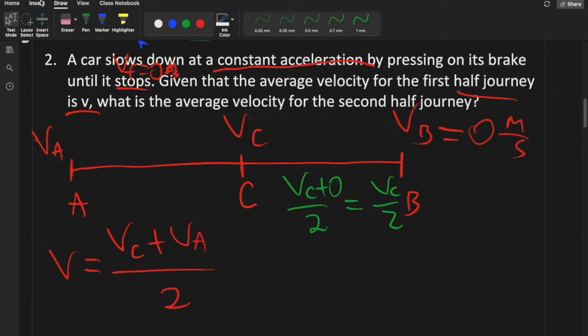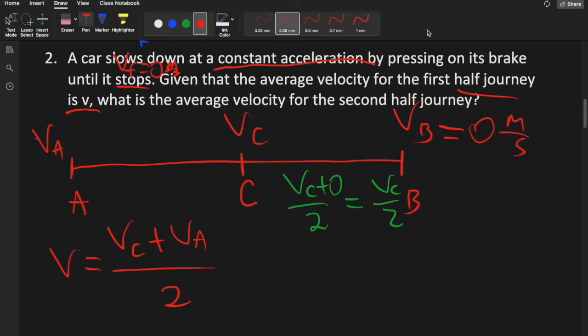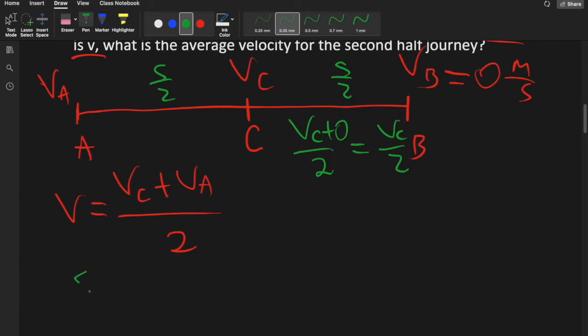Then what we can do is, because this problem does not give us a lot of information, we can just play around with it, right? This is half journey, so I'm going to set here s over 2, and here is also s over 2, right? So s is the total distance.